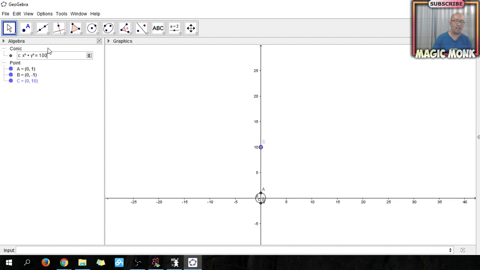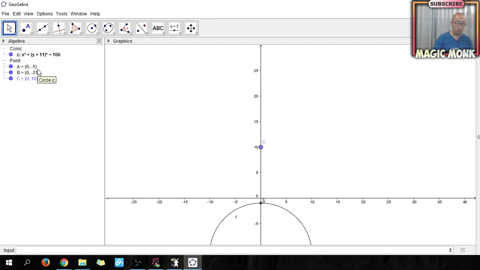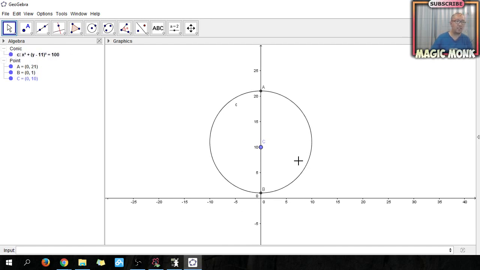If I make it 100, then the radius is going to be 10, isn't it? So the radius is the square root of the number in the end. And now we're going to move it up. So to move it up, you plus the y value here, and we want to move it up by 11 units. Oh, sorry. We minus the y value to move it up 11 units. So now we're here. And then that's the answer. It's just the vertical translation.